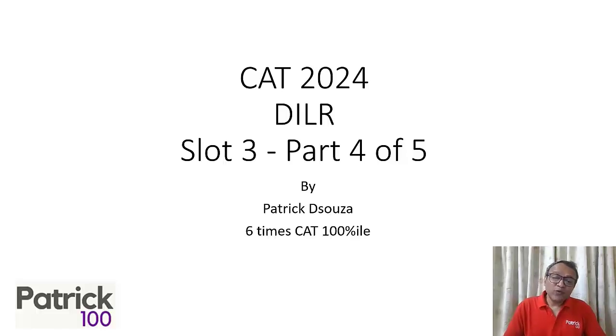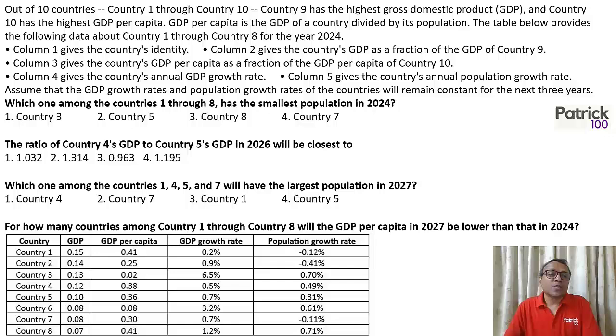This is CAT 2024 DILR, third slot, fourth set question. So look at the past CAT papers, it helps you to understand how the questions are. So 10 countries are given. Country 9 has the highest GDP and country 10 has the highest GDP per capita. And GDP per capita is the GDP of a country divided by population, that's mentioned.